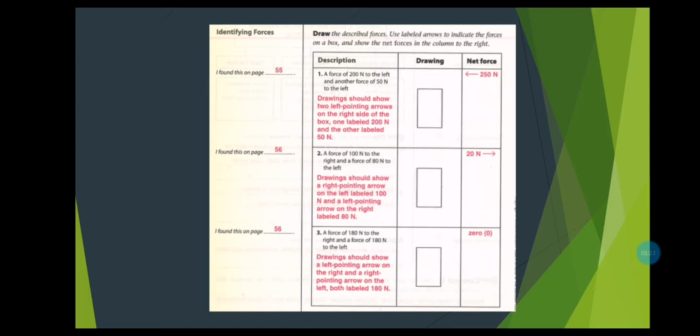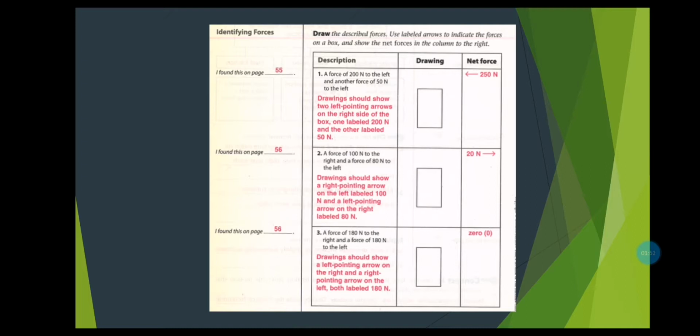And the drawings should be one arrow going to the right, labeled 100 newtons, and another one going to the left labeled 80 newtons. You can draw them as a push or as a pull. Both cases are correct. And the last one, a force of 180 newtons to the right and a force of 180 newtons to the left.